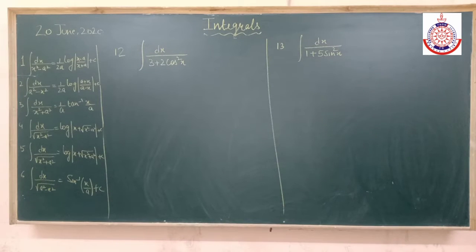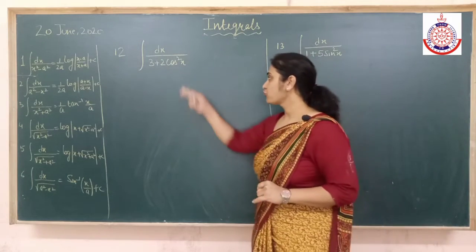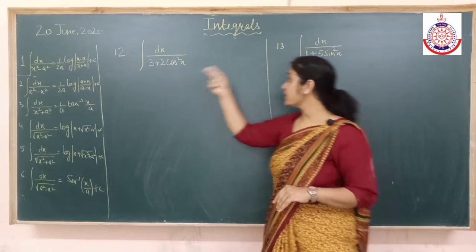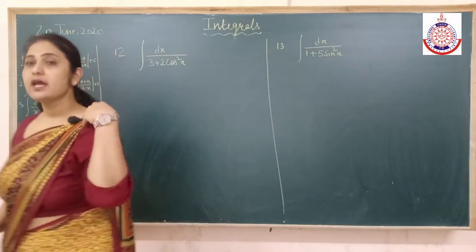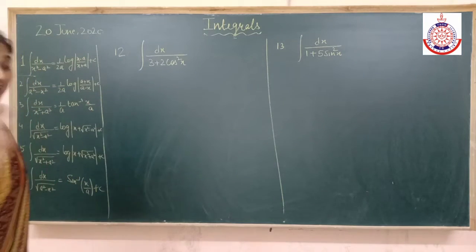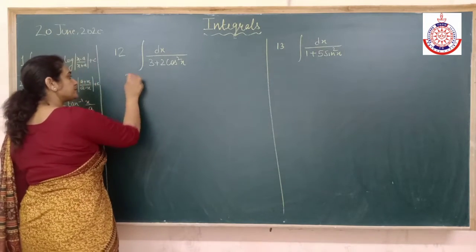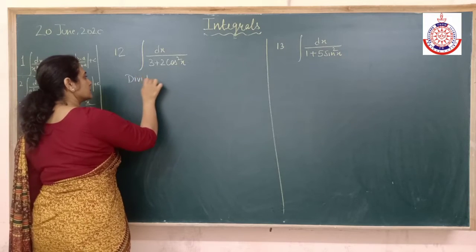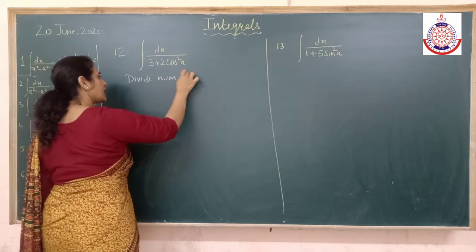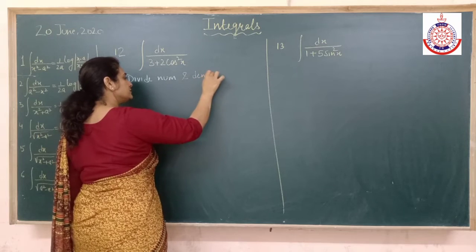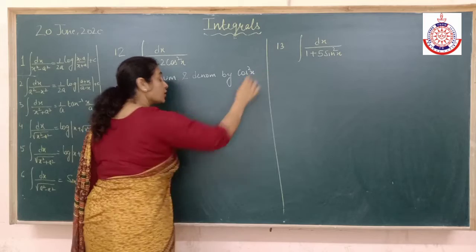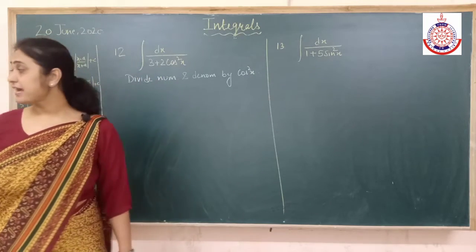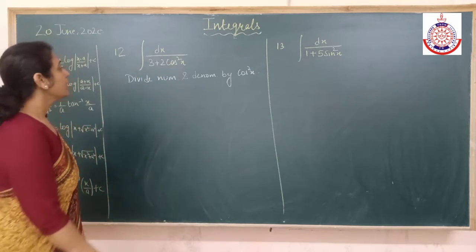See now, this is the last example we will be doing for this topic. Whenever you have cos square in the denominator, or sin square in the denominator, nothing else, alright? Or sin square and cos square together, I am talking about. Always what helps? Divide numerator and denominator by cos square. Is it clear?